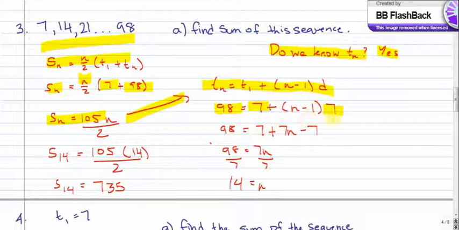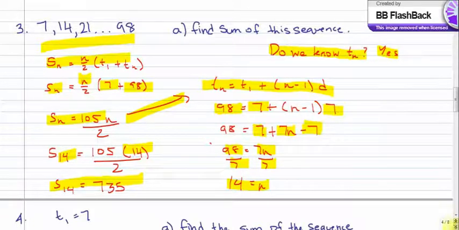So we multiply into the brackets. So we have 98 equals 7, that stays the same, plus 7n minus 7. The two 7's cancel off, which gives us 98 equals 7n. Solve for n by dividing by 7. And that gives us an answer for n, which means that 98 is the 14th term of the sequence. So now we can fill in 14. So the sum of the 14 terms is 105 times 14 divided by 2, which means that the sum of the first 14 terms in the sequence is 735.